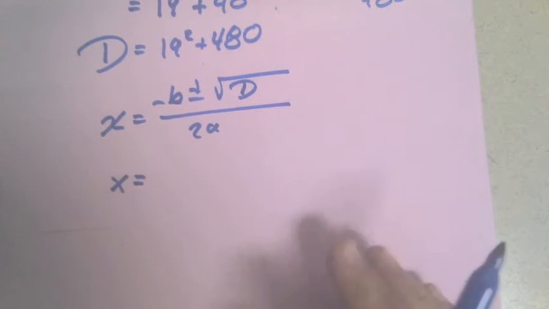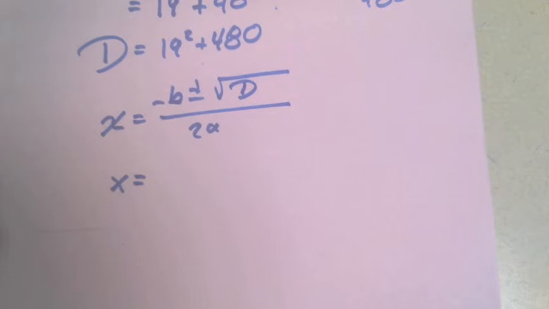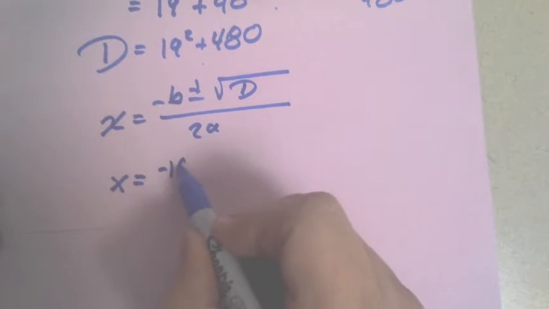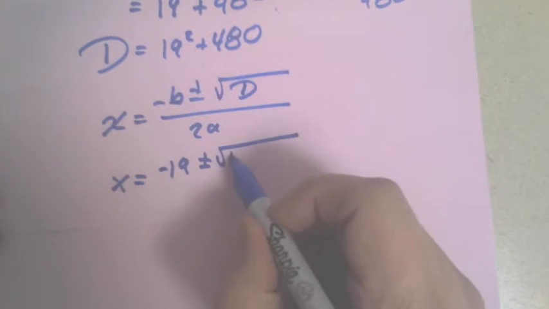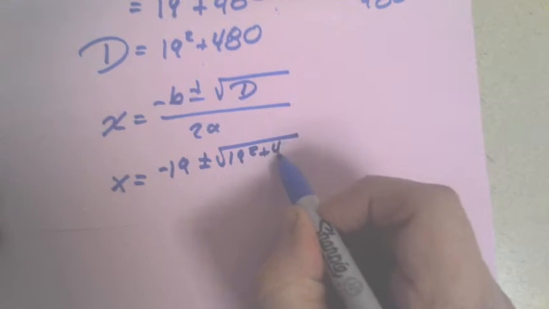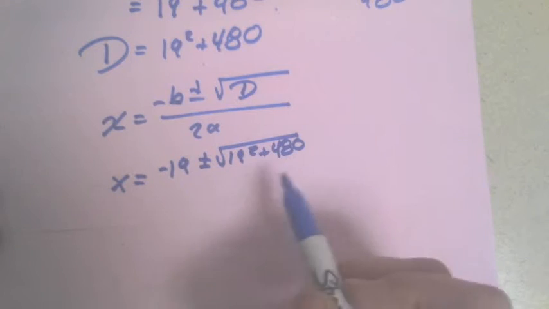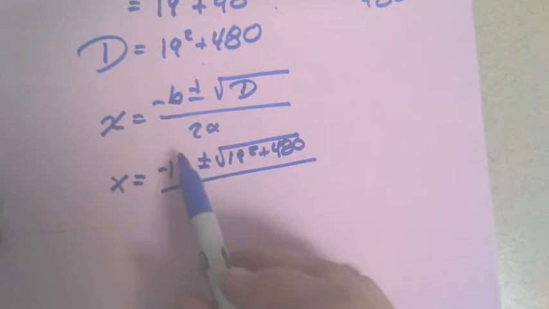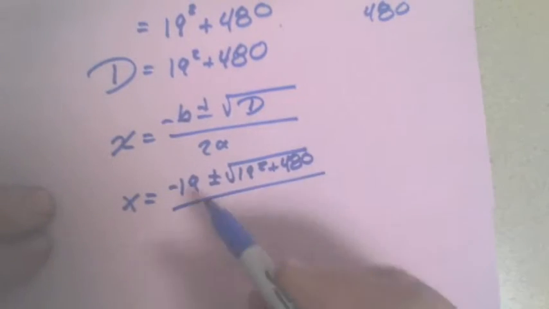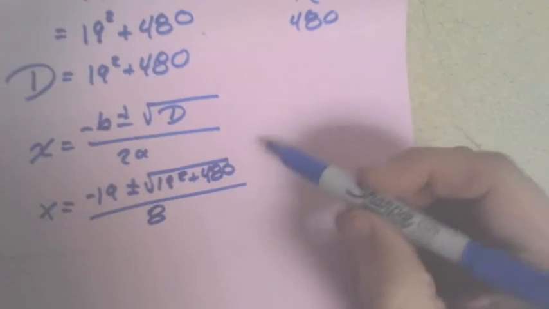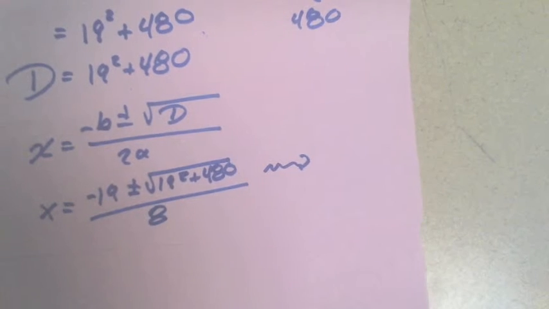So x equals, again, our b is that 19, so negative b, so negative 19 plus or minus the square root of this number. I'm just going to write the 19 squared plus 480 because, again, I don't remember what 19 squared is off the top of my head. Divided by 2 times a. Our a was the 4, so divided by 8. And then simplify if you can.